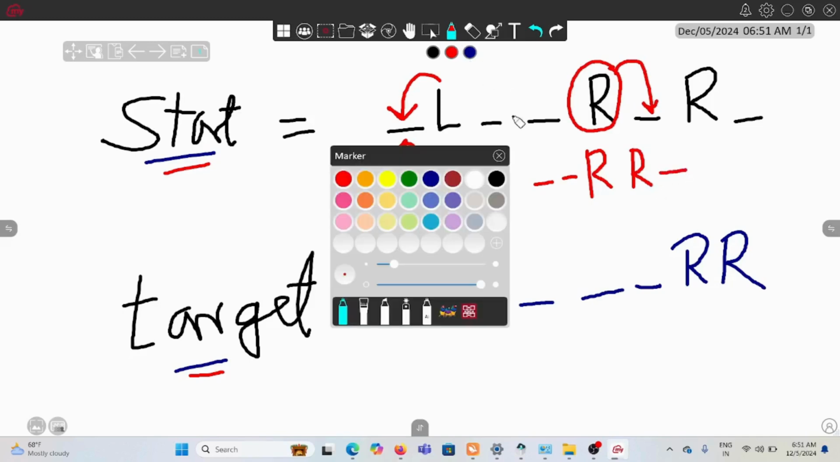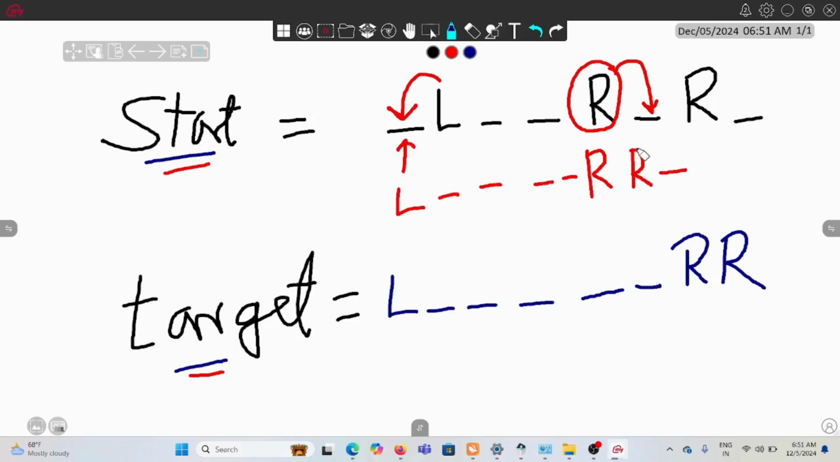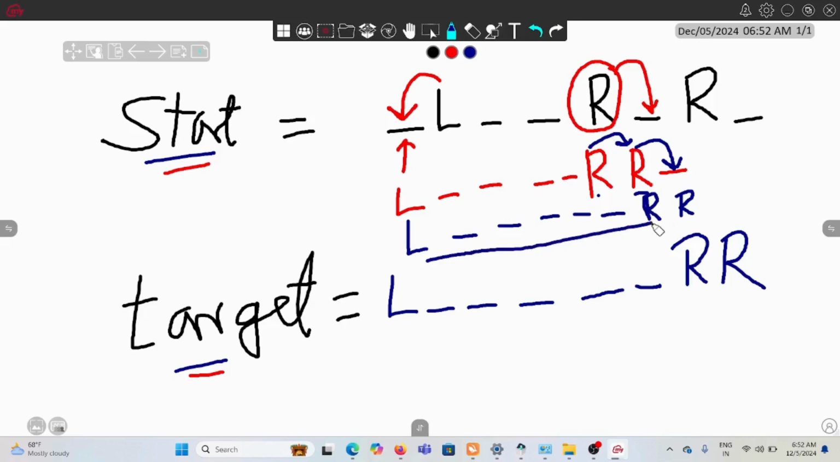Now we can do one more operation here. This R can be moved here, and then this R can come to its place. The resultant would be L as it is, then underscores, and this R would be coming to here, then one place would be empty, then this R would come to its place. Finally we have found the same string as the target.